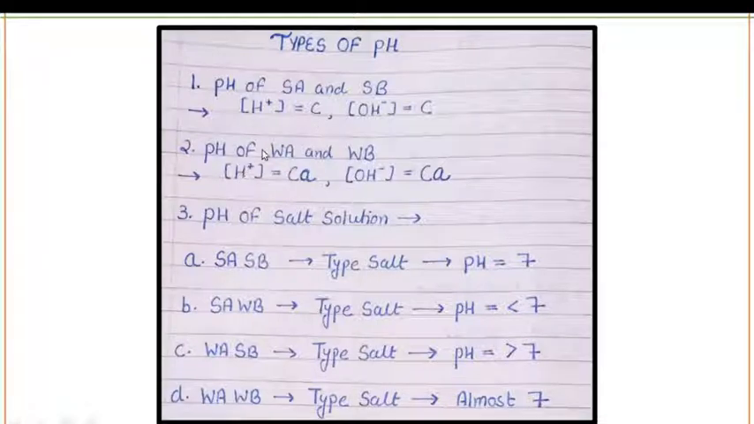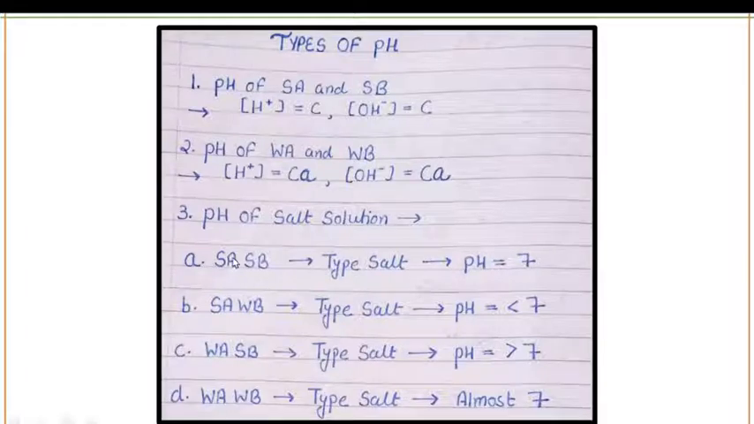And if you want to calculate the pH of weak acid and weak base, then it will be equal to the square root of C alpha. To calculate the pH value, that will be equal to C alpha, and to calculate the value of pOH, this will also be equal to C alpha. Now we have 4 different kinds of salts, and these can be made from different kinds of mixtures, and these different mixtures have different pH values.